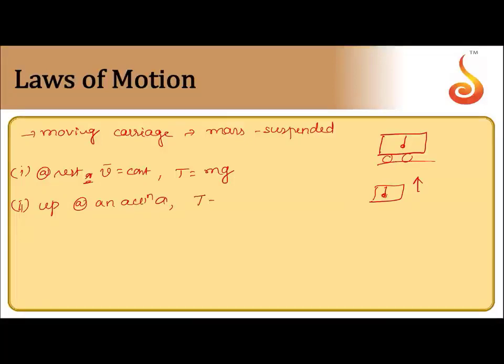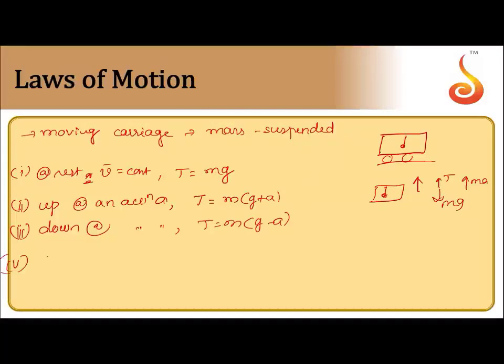So what is the tension in the string? This is nothing but m into g plus a. Did we see that earlier? Yes. How? mg, T, ma. So ma was equal to T minus mg. So T is equal to m into g plus a. What if I consider it to be moving down at an acceleration a, then T is equal to m into g minus a. Similar case. Suppose I consider one more case, freely falling. If it is freely falling, the tension is 0. You have seen that.